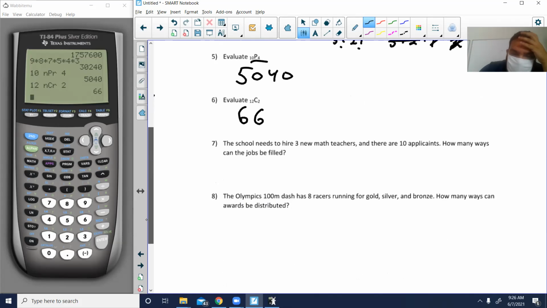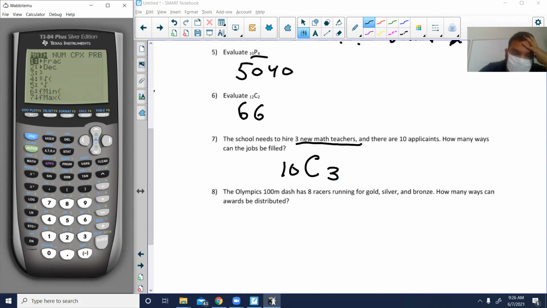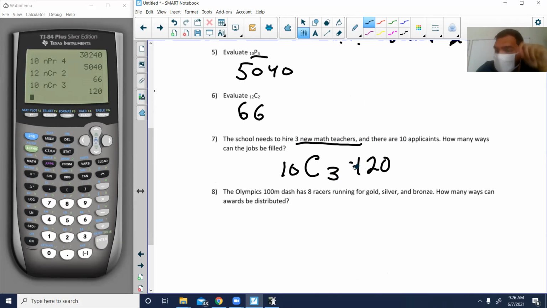Now, how do you decide in a word problem what to do? This, 3 new math teachers. The math teachers are the same job, whether you get hired first or hired last, the order does not matter. So this is going to be 10, order does not matter, so you choose 3. So 10, math, go to the left, option 3, and nCr 3. That's going to be 120. Again, this is multiple choice, so I'm going to also put the P option up there, if you did 10P3.